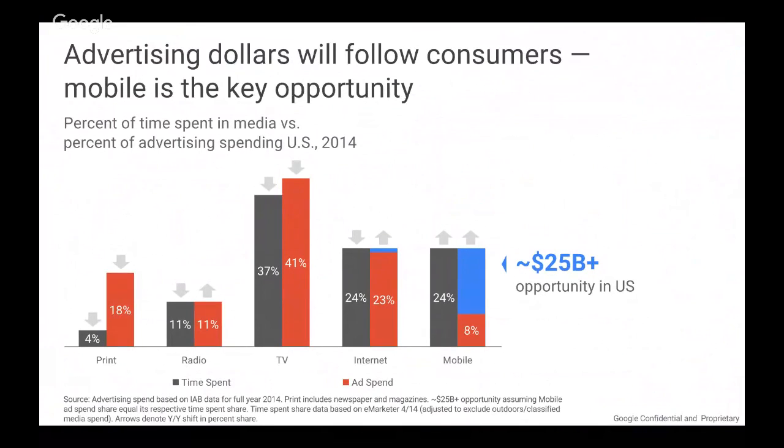So a lot of people are getting onto mobile phones, especially smartphones, but the advertising dollars are not following the consumer right now. For different channels from print, radio, TV, internet, and especially mobile devices, you can see that the red bar represents the ad investment into the channel, versus the gray bar is where people are spending their time. A lot of people are spending time on mobile, 24% growth in 2014, but they're only 8% of the share of wallet. So this presents a significant monetization opportunity for all developers.